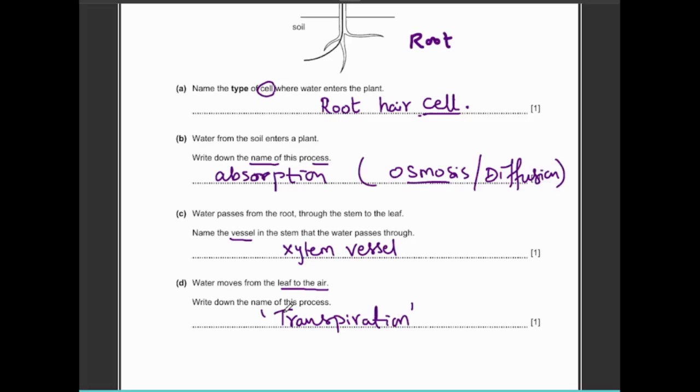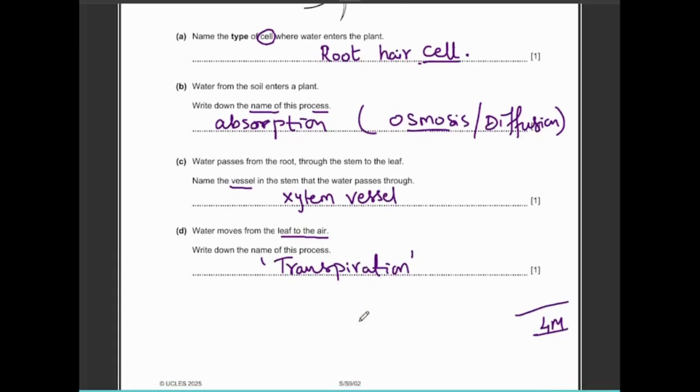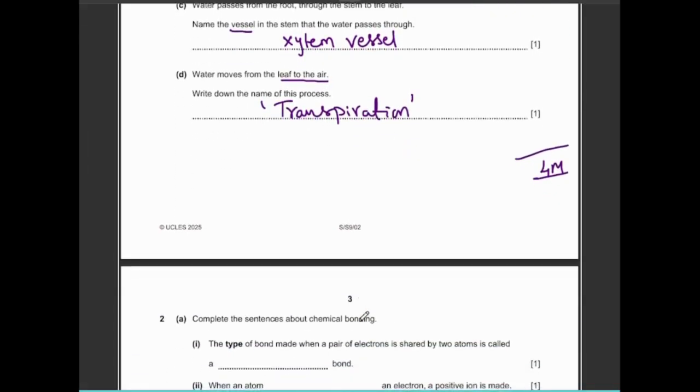The process they have asked about, and the total marks, when we solve all 4, we get 4 marks in the end. I hope this is clear. Any doubts, please put them in the comment box and I'll help you out.